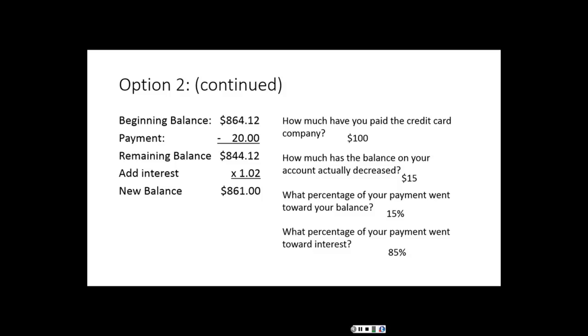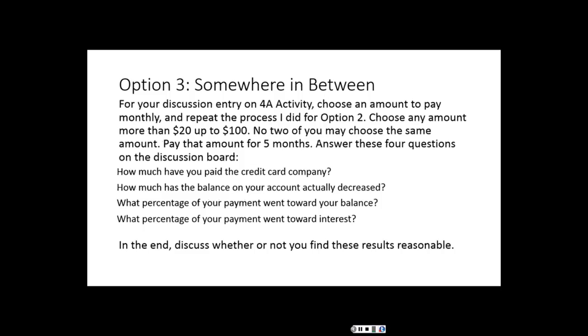So here's your part of the activity. You're going to choose an amount to pay. And you're going to pay it for 5 months. You're going to repeat the steps that I just did. Only you're not going to use $20. You're going to use something more than $20. Now, I don't want you to be able to pay it off, so I want you to use less than $100, but more than $20. Well, you could use $100. I think yours limits it to 50.